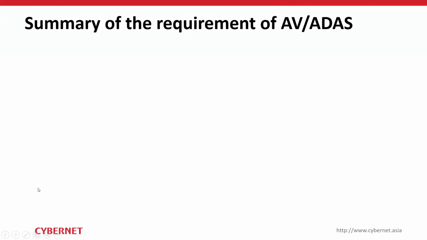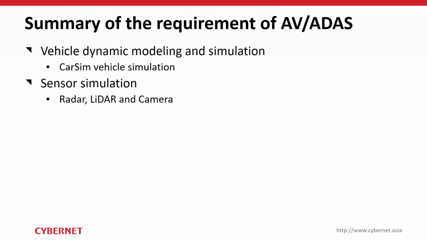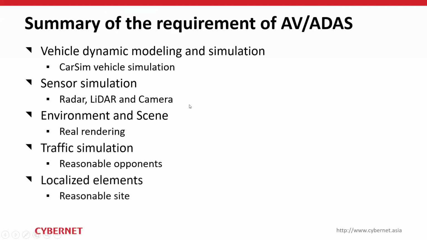Let's summarize what we have learned from this session. First, we introduced how we can use vehicle model simulation in AV ADAS. Then, we showed you the three major sensor requirements from our customers. Third, we learned that a high-resolution camera with real-world rendering is very important to customers. The fourth and fifth, traffic simulation and the localized elements, give us a reasonable opponent in a reasonable sight. In the next section, we will have a short introduction of CARLA, which covers all the parts we have talked about here.